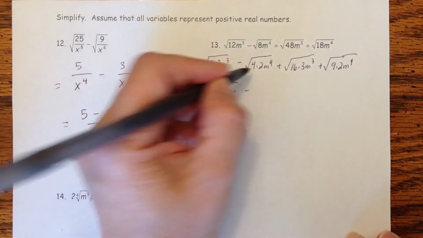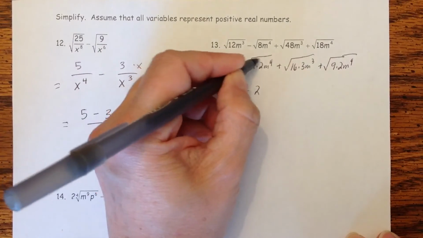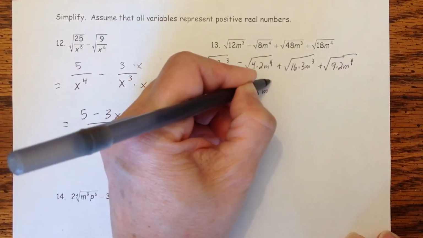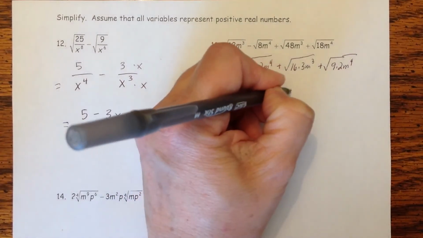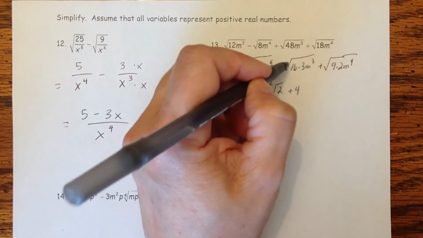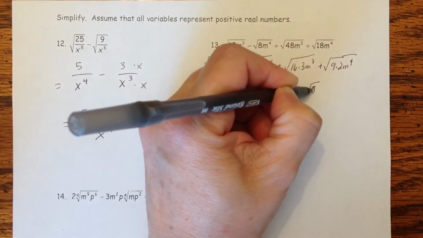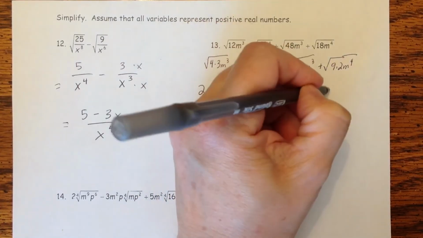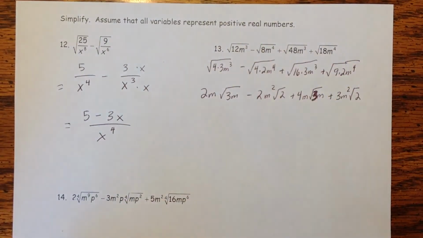Minus here, I get the square root of 4 is 2. 4 is bigger than the index. 2 goes into 4 twice, so I get an m squared, and all I'm left with is the square root of 2. The third one, the square root of 16, is 4. Same idea with this m cubed. 2 goes into 3 once, and so I'm left with the square root of 3m. Plus the last one, 3m squared, square root of 2.